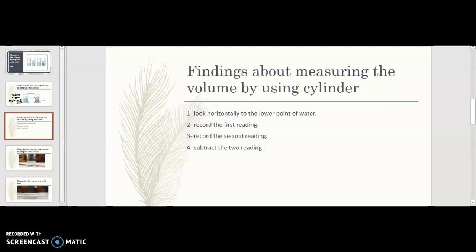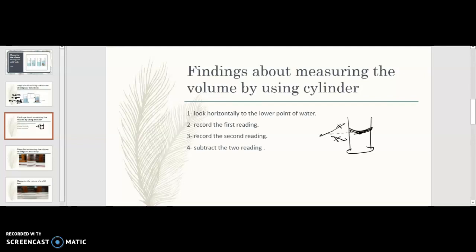When you read these volumes, when you try to record these volumes, you must follow these findings. You look horizontally to the lower point of water. When you look to the water, you'll find something like curvy. So we will look for the lower point in this case horizontally, not up, not down. This one is wrong, this one is wrong. So this way of looking is a correct method for measuring the volume for this liquid.